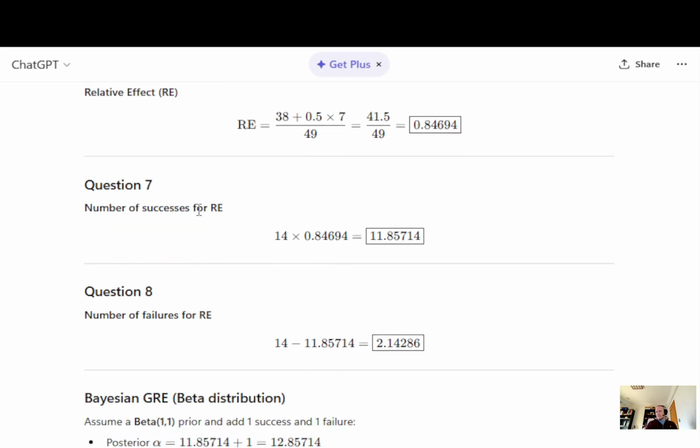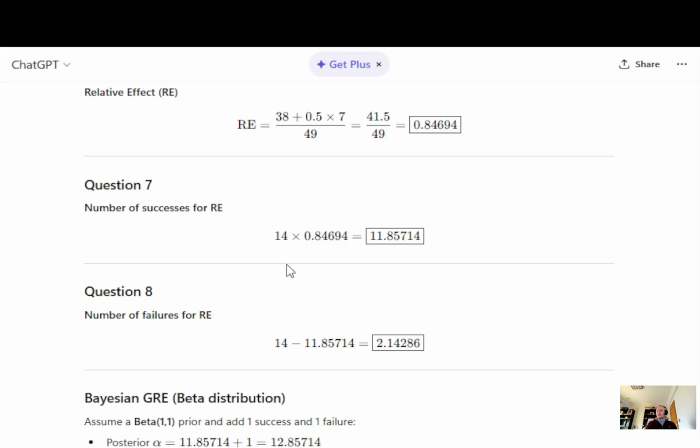So question 7, well, the number of successes. What do we do? Well, we have the relative effect here, but what did we say? Well, of course, we don't calculate, because we are going to calculate successes and failures because later we want to get to that beta distribution. Of course, we cannot calculate the beta distribution based on the number of comparisons. That's 49. We don't have a sample size of 49, we have a sample size of 14.